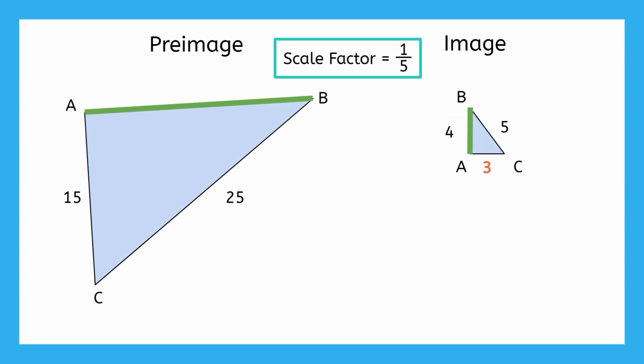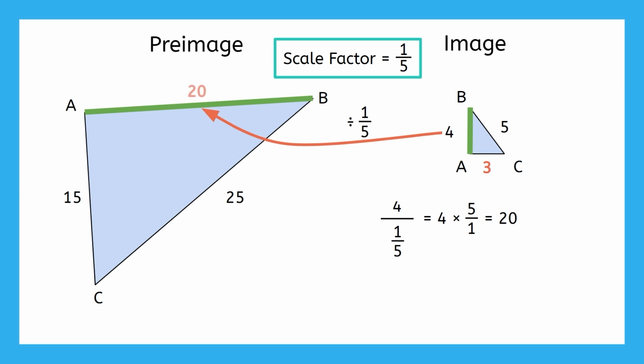All right. We'll take 4 divided by 1/5, and instead of dividing by a fraction, we can multiply by the reciprocal. The reciprocal of 1/5 is 5/1, so we have 4 times 5, which is 20. So side AB on the pre-image is 20 units.